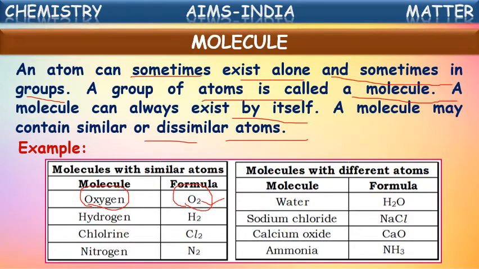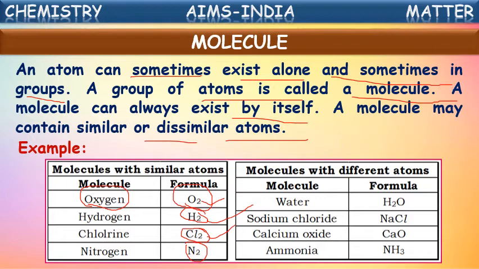Coming to hydrogen, two hydrogen atoms are combining and forming a hydrogen molecule. Chlorine: two chlorine atoms are combining, forming a chlorine molecule. Two nitrogen atoms are combining and forming a nitrogen molecule. Here the similar atoms are combining and forming a molecule.